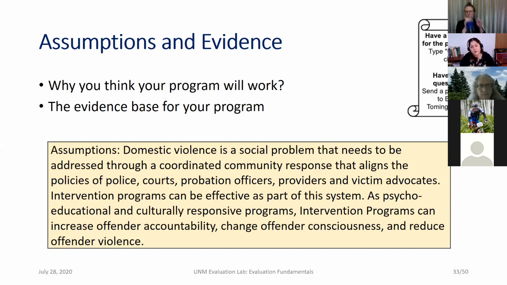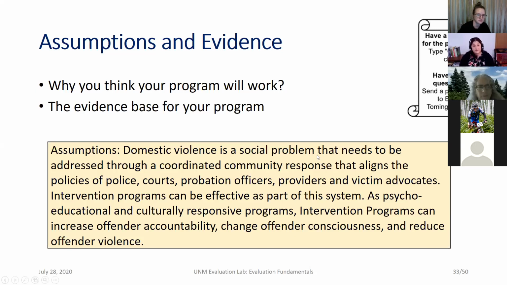So this is from an evaluation that Melissa supported along with one of our evaluation lab graduates. It is for a batterer intervention program. And here's what they laid out as their assumptions. The first assumption is domestic violence is a social problem. That's the first thing. It's not an individual problem. It's not just up to the couple or the family. It is a social problem. So we assume that, and that's why it makes sense to have an organization that works with families to address that. It needs to be addressed through a coordinated community response. In other words, it's not just one intervention. Usually you associate battering issues with a more complex situation.